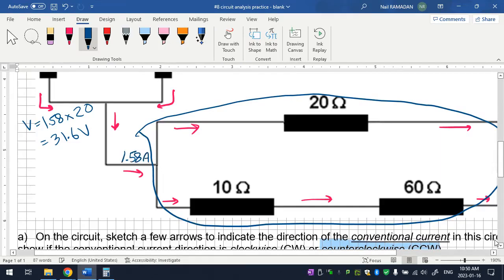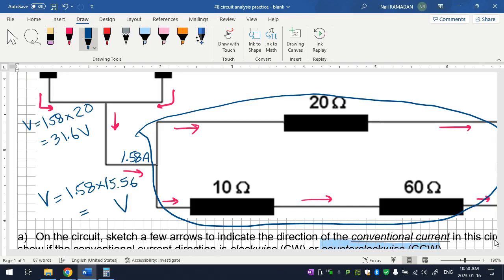1.58 amps. Okay, V equals what? 1.58 times, what was the strength of this group? 15.56. How much is that in V's? That would be 25, 26 point something. Sure. 24.58. I'll go with 24.6.